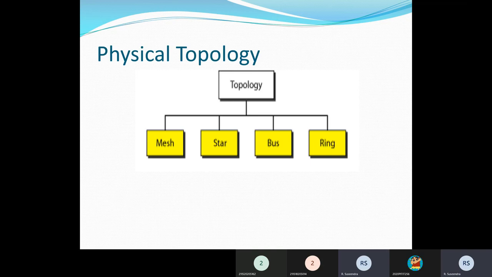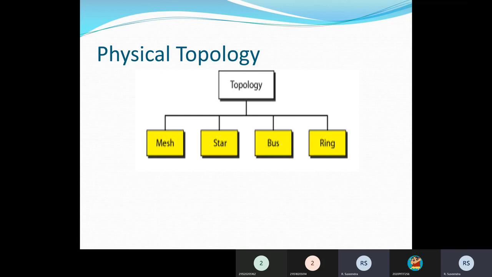Okay, now physical topology. Now we are looking at the topologies. What are the topologies in the network? The first thing, physical topology: mesh, star, bus, ring. I will give you the overview. Topology relates to the distributed system, as I said.